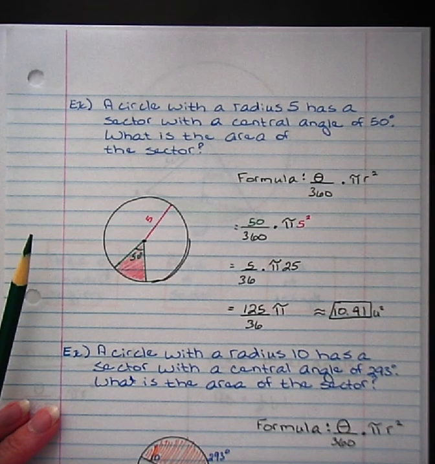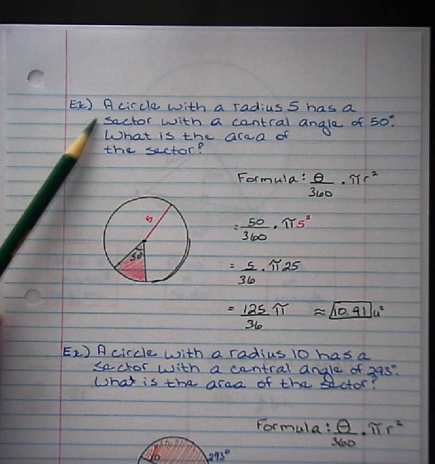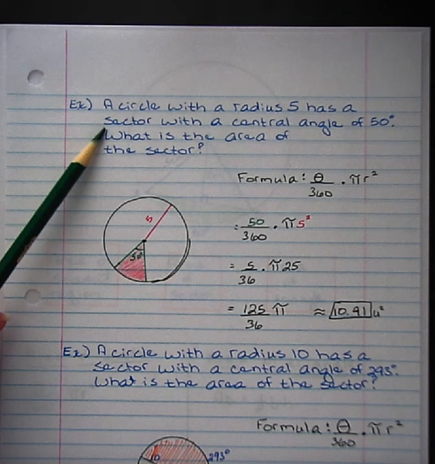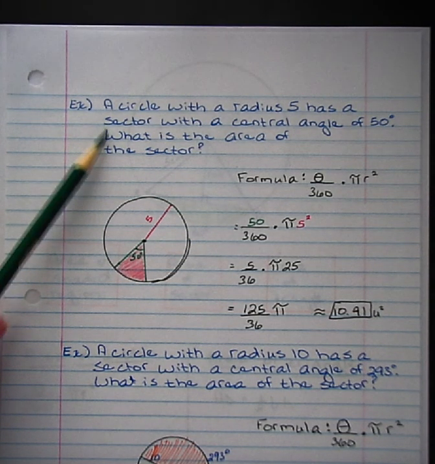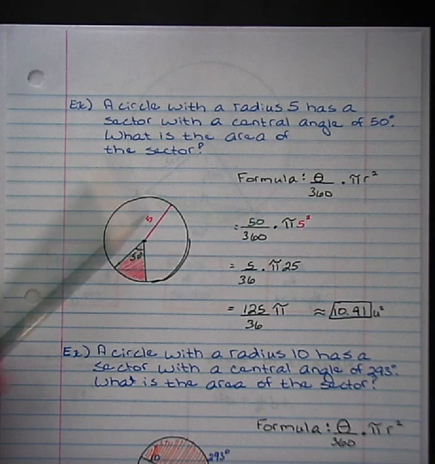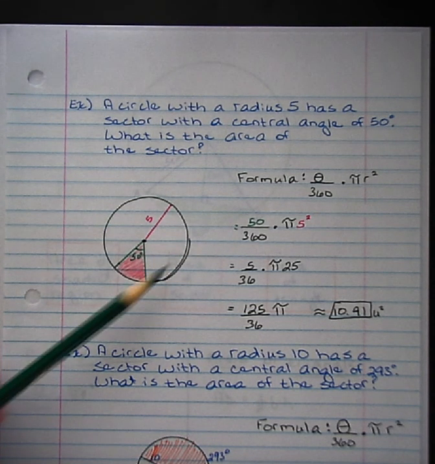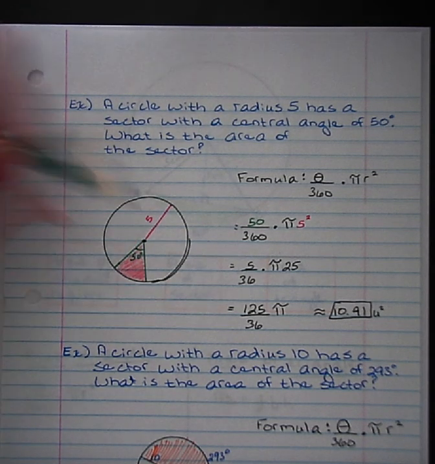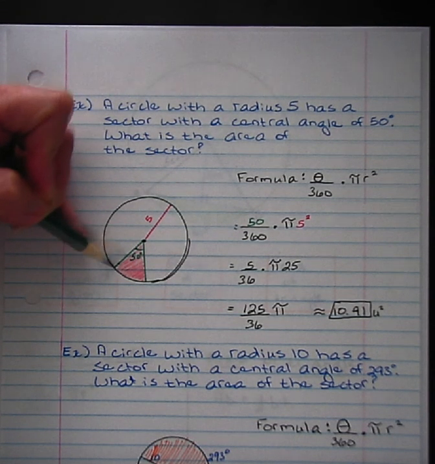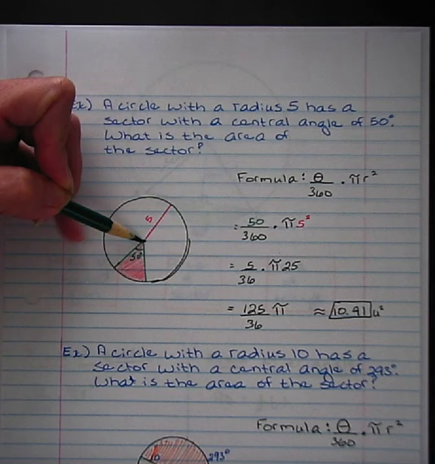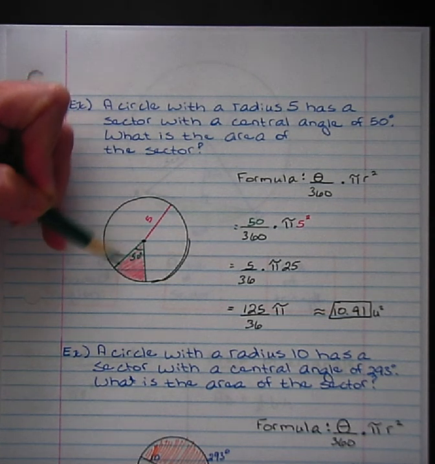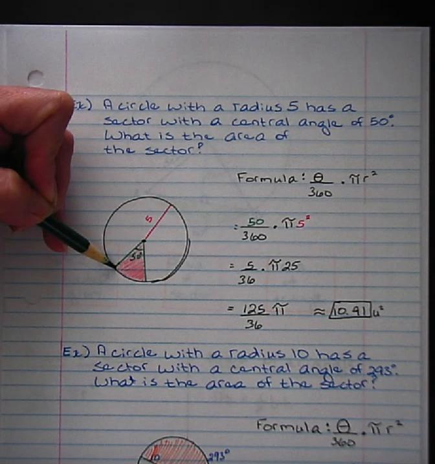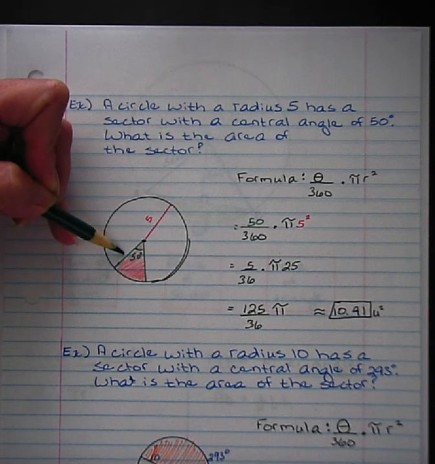In this example right here, I have a circle with a radius of 5 and a sector with a central angle of 50. What is the area of the sector? In my diagram, I drew a little circle. The radius is 5. And remember, if this is a radius, then so is this, and so is this. Any line segment from the center point all the way to the circle itself is always going to be the same distance. So this would be 5 as well.